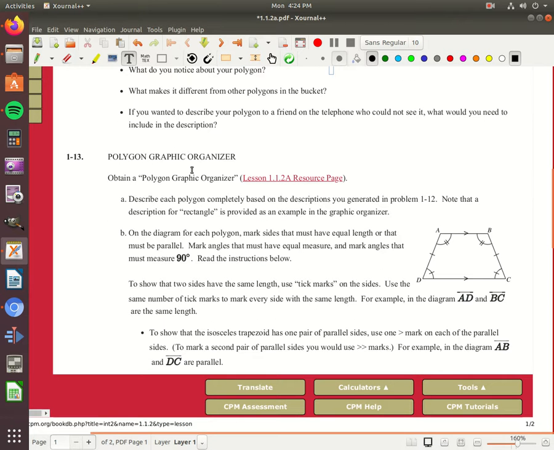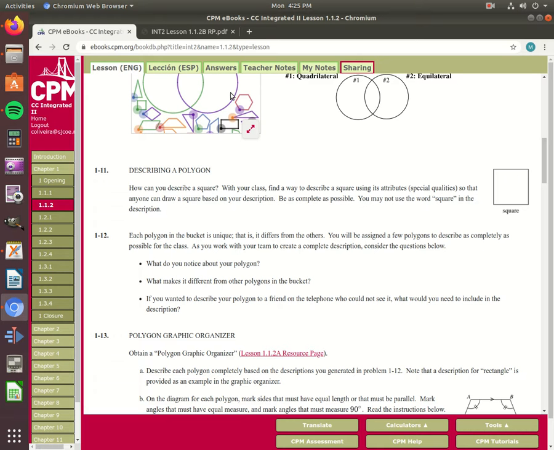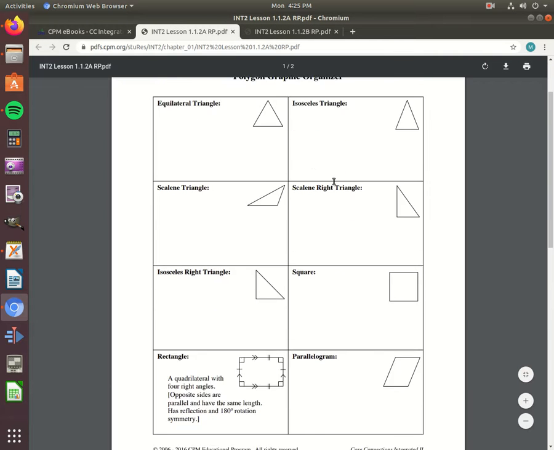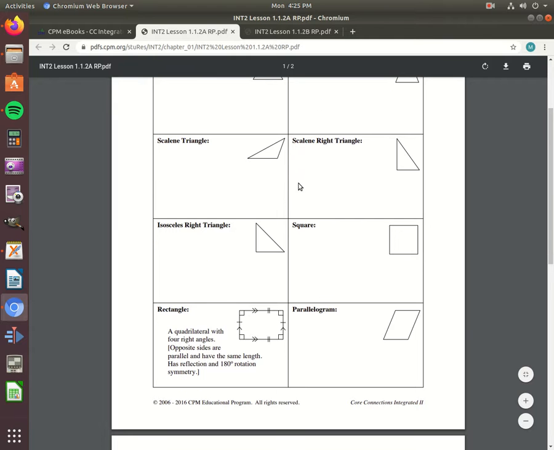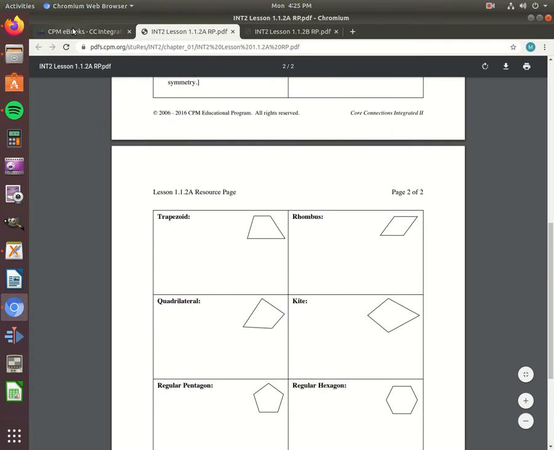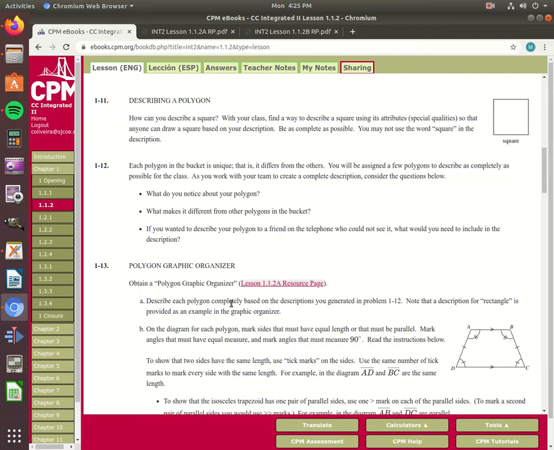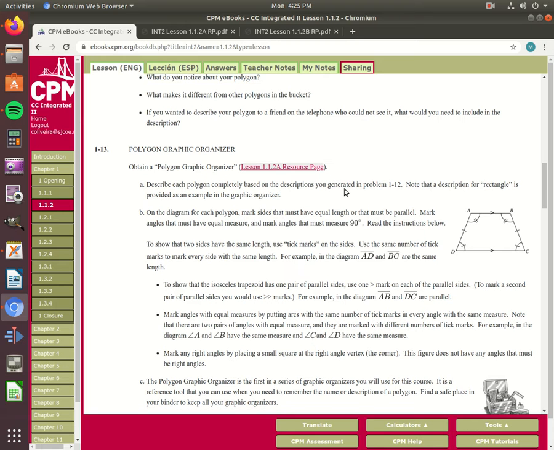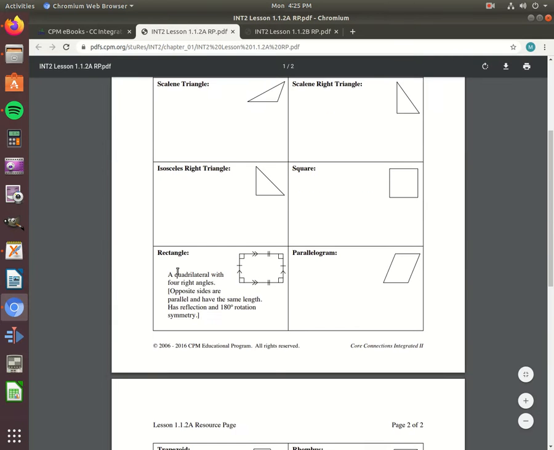So we're going to get a polygon graphic organizer, which is going to look like this. In class, what would happen is I would give a couple groups a couple different shapes, and then we would just sort of reconvene after that. So describe each polygon completely based on the descriptions you generated in problem 112. Note that a description for a rectangle is provided as an example in your graphic organizer. So let's go ahead and look at that rectangle. So it says it's a quadrilateral, so we know it's 4 sides with 4 right angles. We know it has 4 right angles.